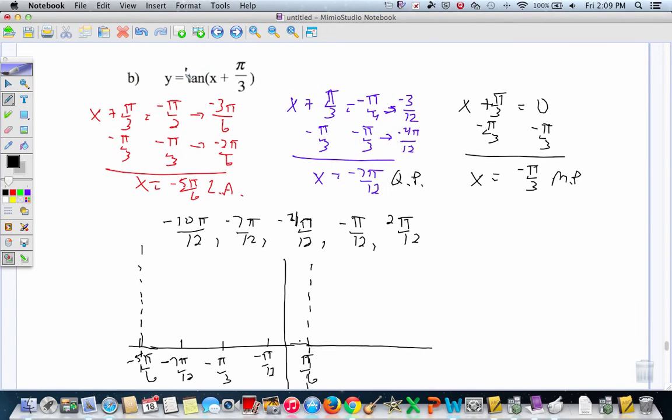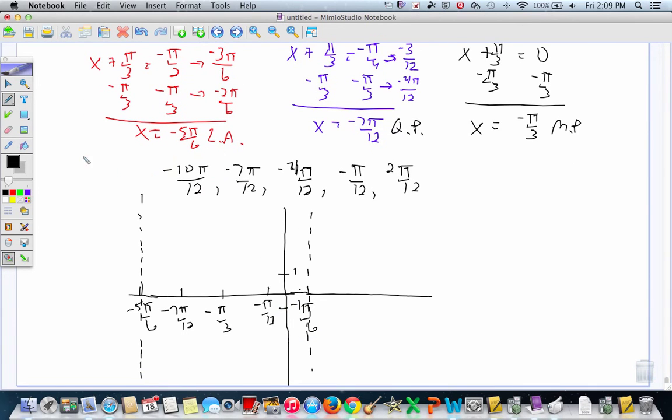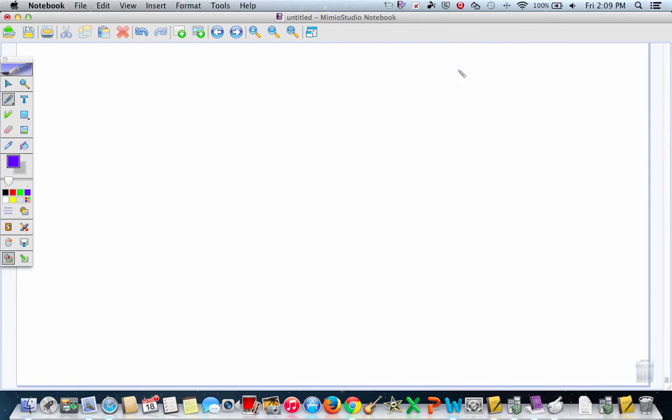Kind of backtracking just a little bit here, you can see we have an amplitude of 1, so I needed to mark that on the graph as well, 1 and negative 1. And then I'll use that along with my quarter, mid, and 3/4 points to plot or sketch the tangent curve. Will look something like that. Again, tangent goes up from left to right.